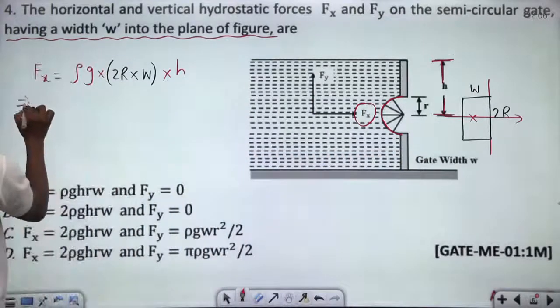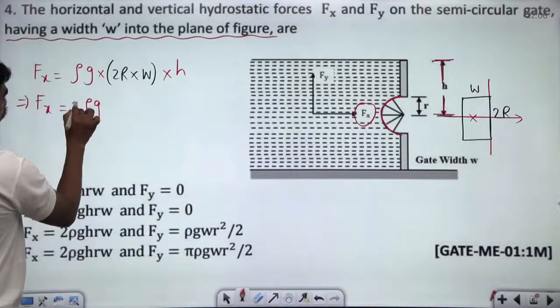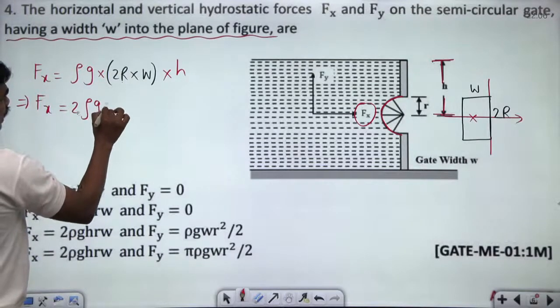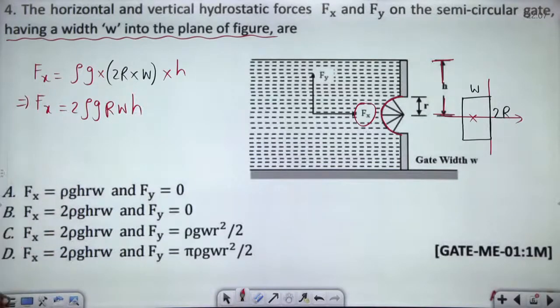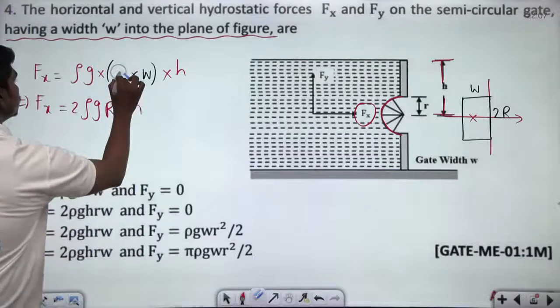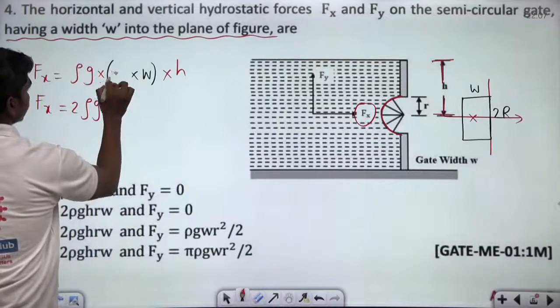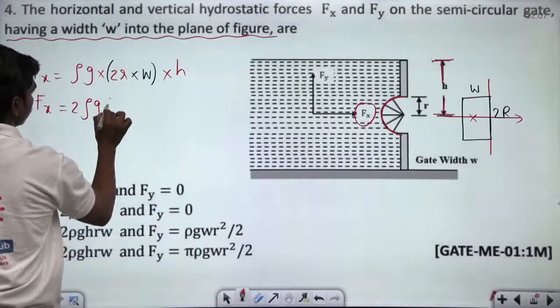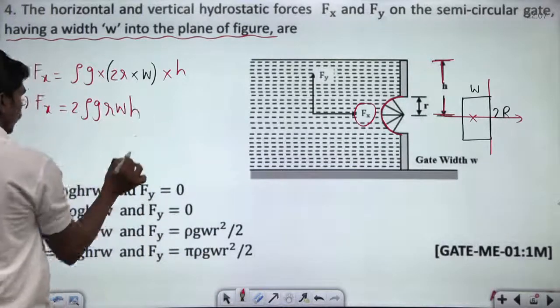So total net force in the x direction, Fx, is equal to rho g, 2 rho g r w h. Did we have this somewhere? Yes, we have the formulas down there. So 2 rho g h r w, and here they have mentioned small r's, so let us put small r only. So 2r, rho g is taken, so r w h. That's what we have.